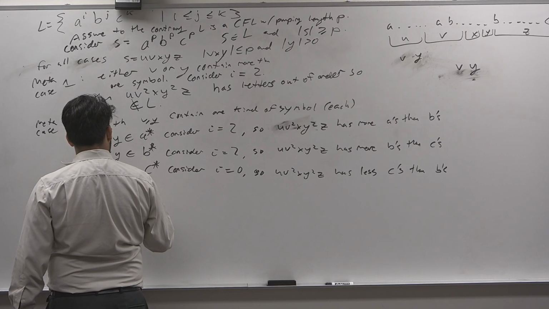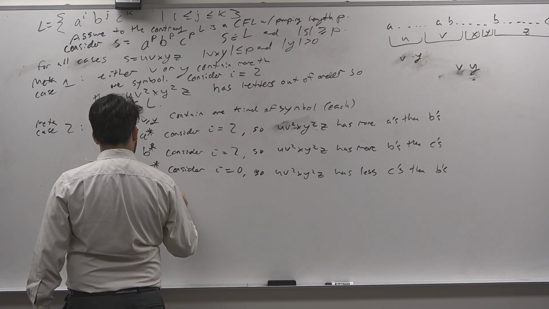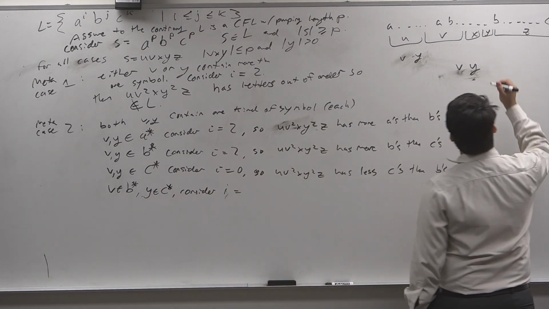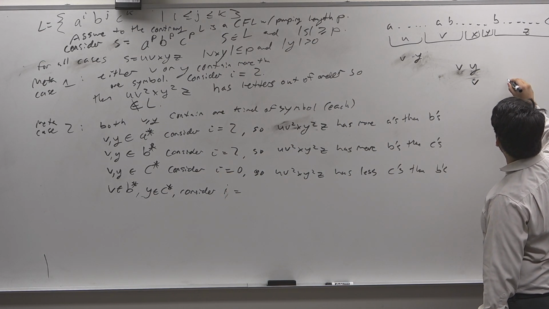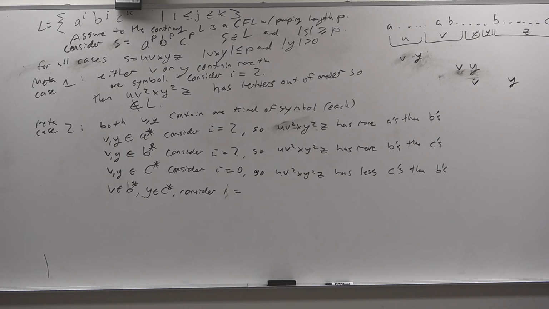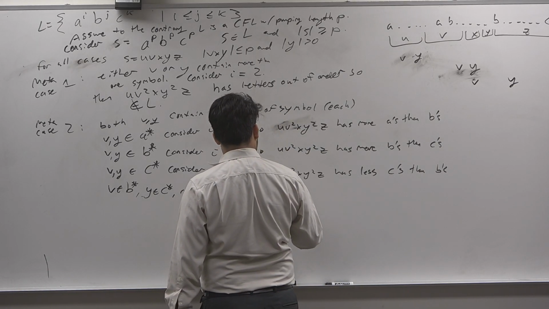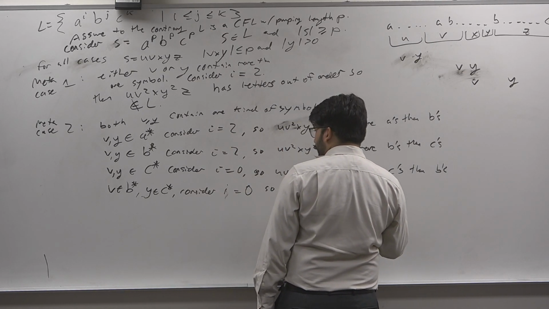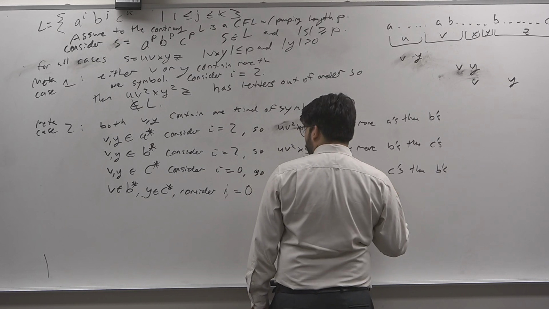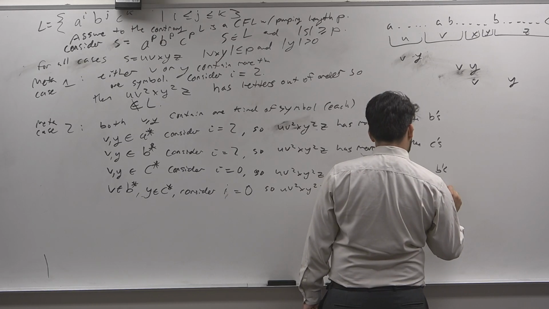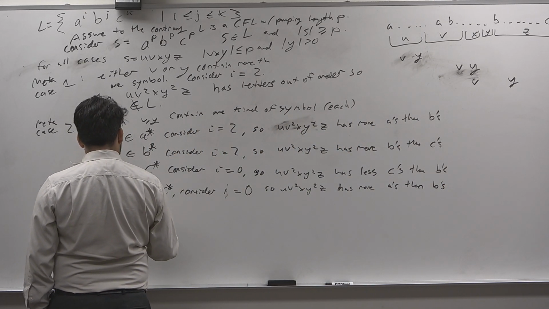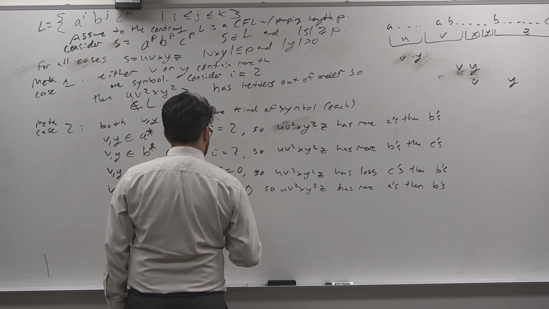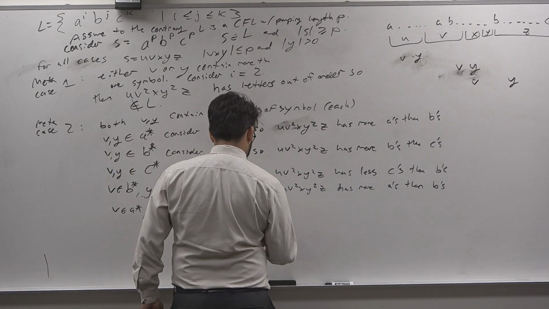Okay, what if v is B's and y is C's? Consider i is equal to, now where would this look like? We would put v here and y somewhere here, right? I equals 0, you would have more A's than B's and C's. We pump down, and we would have more A's than B's. And our last case is v is all A's and y is all B's. Consider i is equal to what? 2, and then more B's than C's.